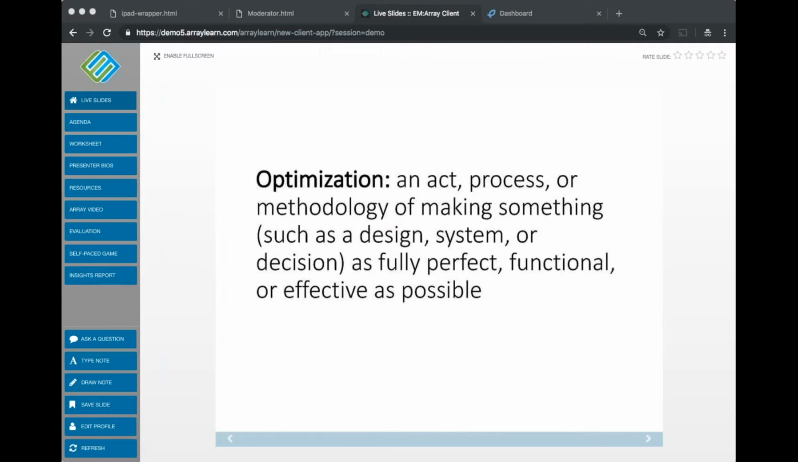And here's another piece of my research. Optimization defined is an act, process, or methodology of making something, such as a design, system, or decision, as fully perfect, functional, or effective as possible. Well, everyone tries to be as perfect as they can, but that's not necessarily always going to be the case, especially in our meetings. But if we can be effective in our meetings, that's really going to say something.